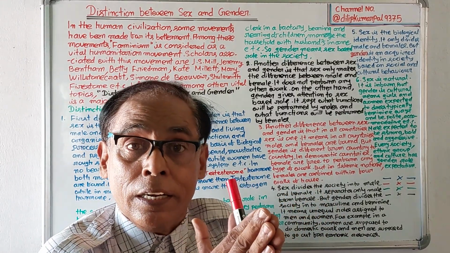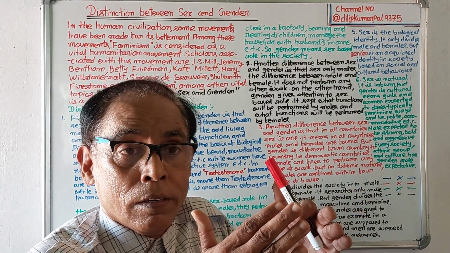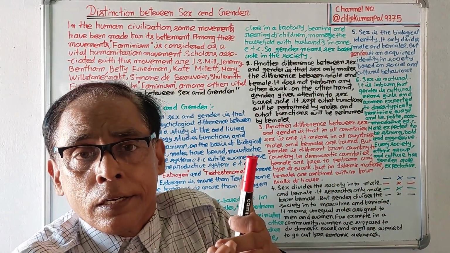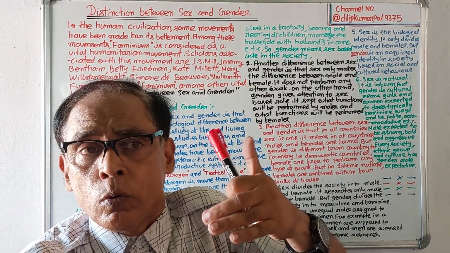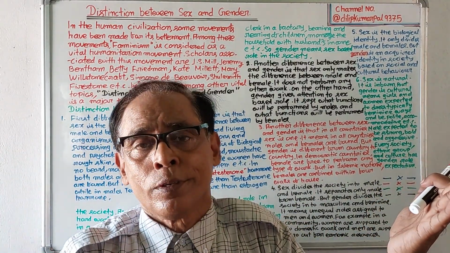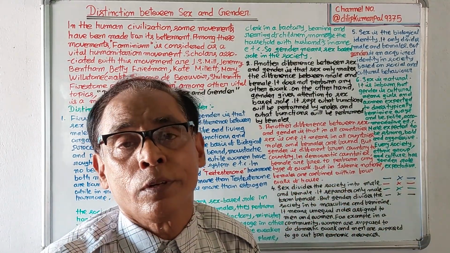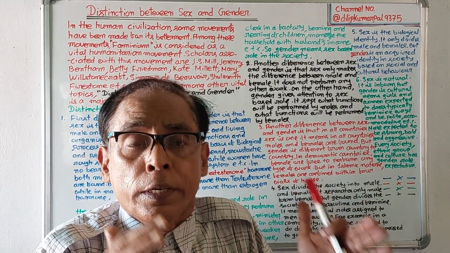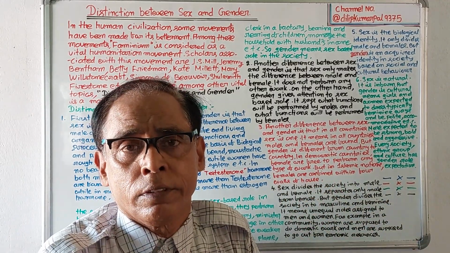So, another difference between sex and gender is that sex is natural, it is inborn. But gender means there is an expectation from society. What type of role women will play, what type of role men will play. Women are expected to be polite, accommodative. Men are expected to be bold, aggressive.